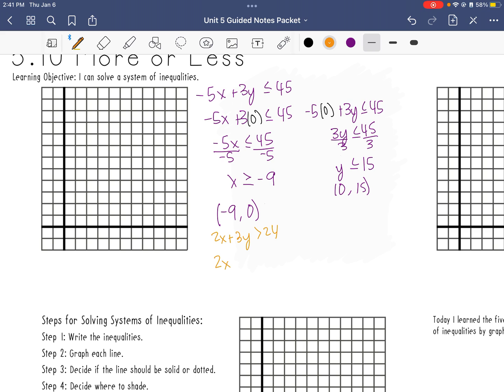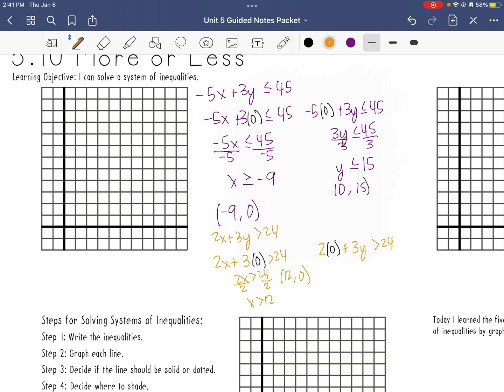We would do 2x plus 3 times 0 for the y if we're trying to find the x-intercept. Or if we're trying to find the y-intercept, we would do 2 times 0 plus 3 times y is greater than 24. And then you just solve. So 2x is greater than 24, or x is greater than 12. Again, that's not a point, so we need to rewrite it as (12, 0).